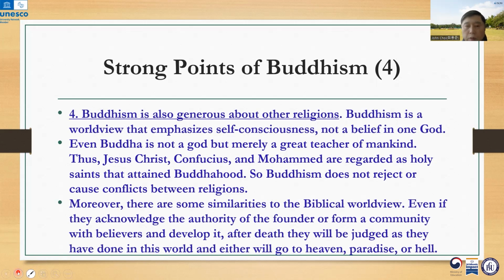Moreover, there are some similarities to the biblical worldview, even if they acknowledge the authority of the founder or form of a community with believers and develop it. After death, they will be judged as they have done in this world, and either will go to heaven, paradise, or hell.